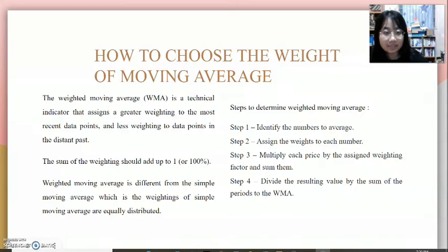First, identify the numbers to average. Second, assign the weights to each number. Third, multiply each price by the assigned weighting factor and sum them. The last step is to divide the resulting value by the sum of the periods to get the weighted moving average.